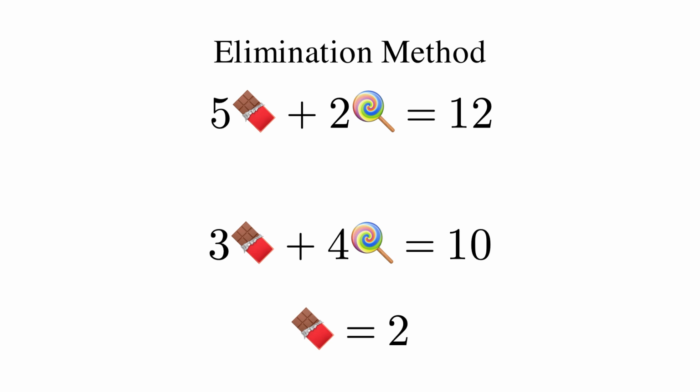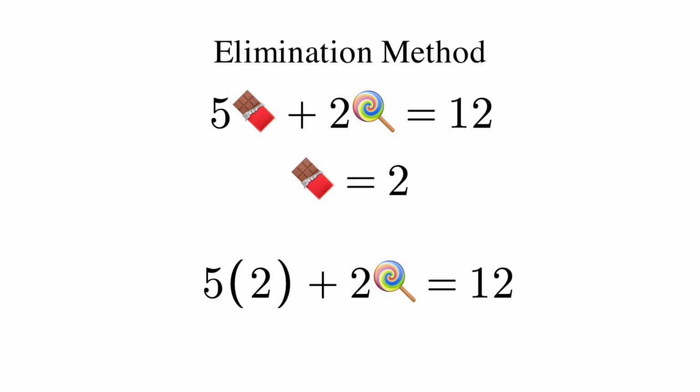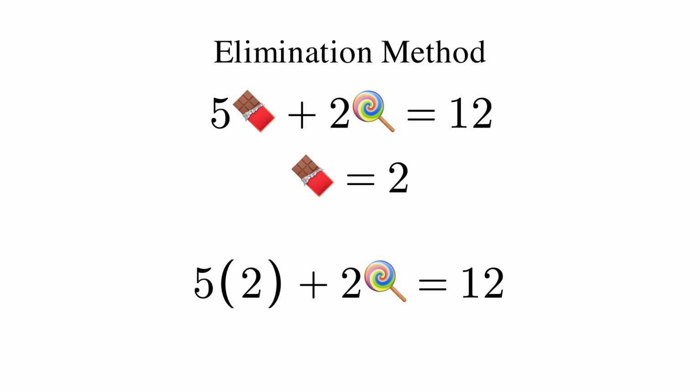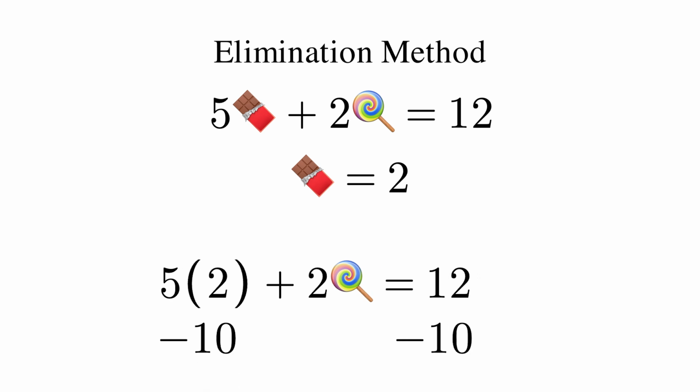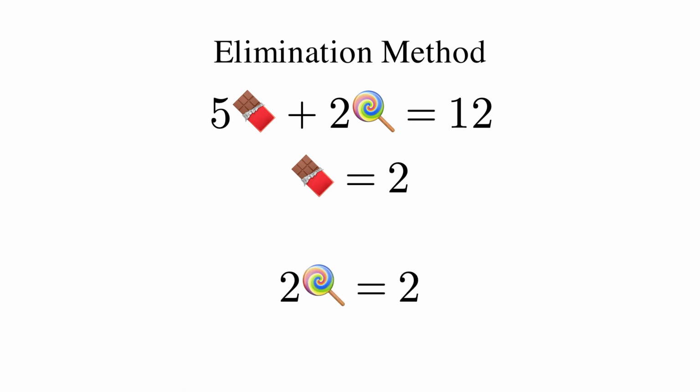We can now substitute the number 2 as our chocolate bar into either equation, and we will get one right answer for our lollipop. For example, 5 times 2 plus 2 lollipops is equal to $12. We can subtract both sides by 10, which will give us 2 lollipops equals $2. This gives us an answer of 1 lollipop costing $1.